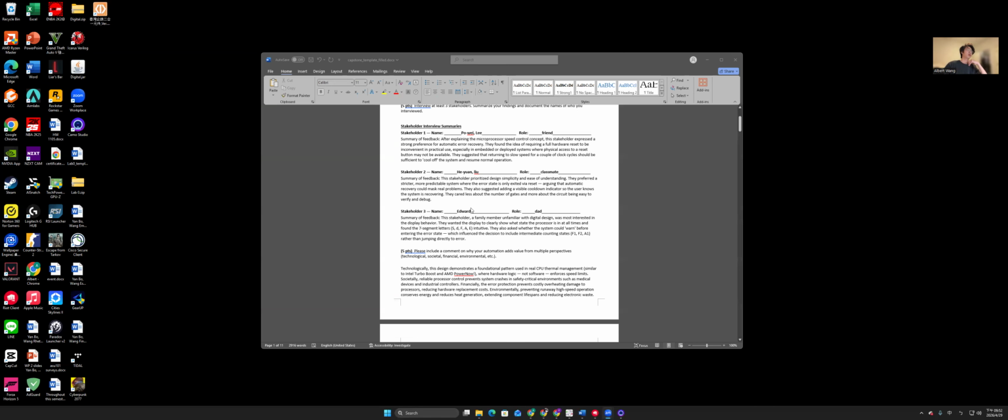And the third one is my dad. He knows nothing about the design and this kind of thing, so his most interested part is the display behavior. He wanted the display to clearly show what state the processor is in at all times, and found the seven segment letters intuitive.